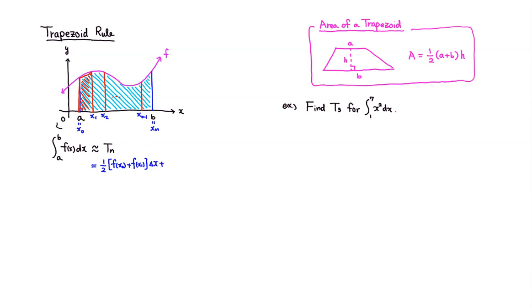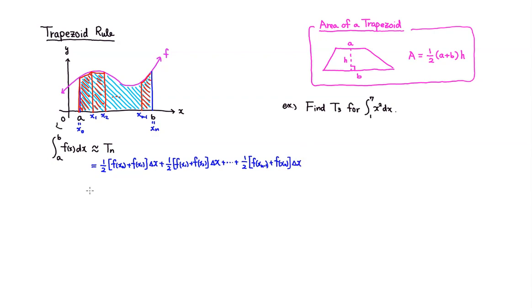Then if you look at the second trapezoid, this is the one. Again, the formula is 1/2 times the top side, f of x1, plus the bottom side, f of x2, times the height, delta x. And you keep on doing that up until the last one, which is that guy right there. This is again 1/2 times f of xn minus 1 plus f of xn, then times delta x.